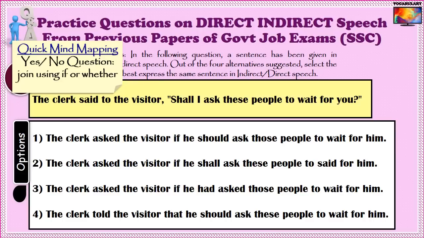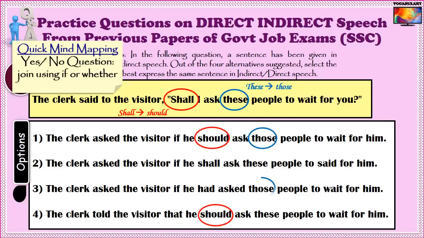Second clue is shall changes to should in indirect speech for questions, and these changes to those. Second option ruled out, and even third is ruled out on this account. Our correct answer is option 1. The clerk asked the visitor if he should ask those people to wait for him.